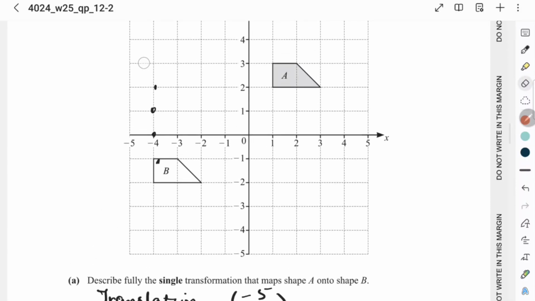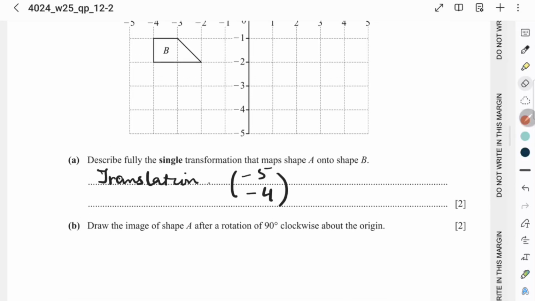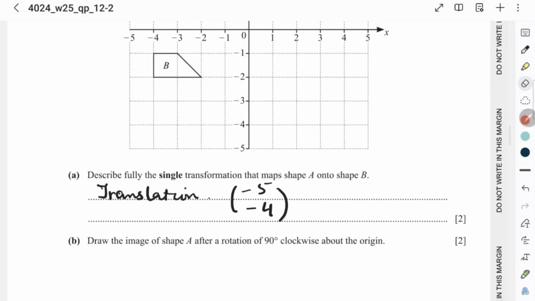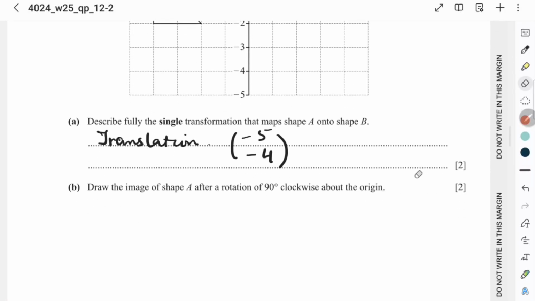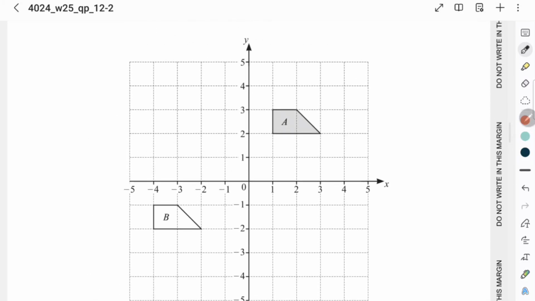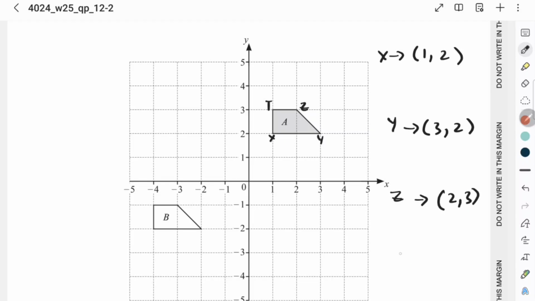Okay. All right. Now the next one, draw the image of shape A after the rotation of 90 degrees clockwise about the origin. It's a simple question. About the origin means (x, y) will become (y, minus x). Okay, we do the same thing. Let's try that. If I'm going to label, that is X, Y, Z, and T. So I'm going to do it roughly: X is your (1, 2), Y is (3, 2), and then Z is (2, 3), and then T coordinate is (1, 3).